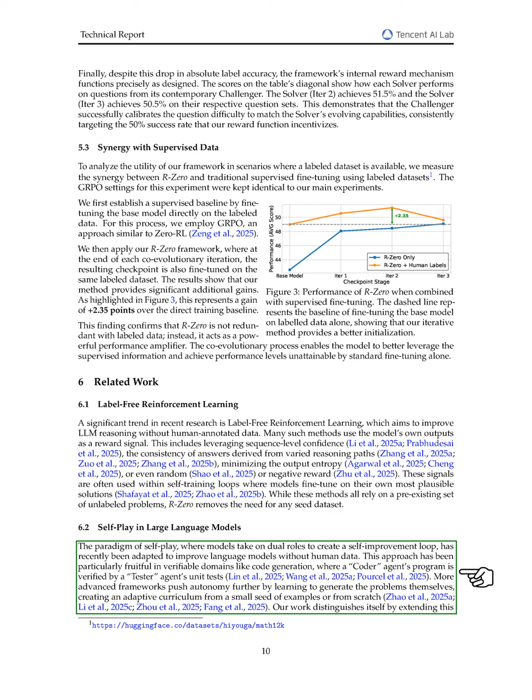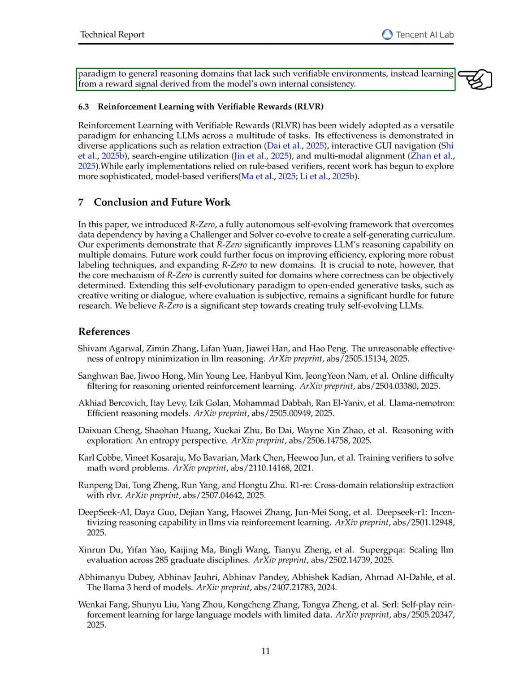We also explore self-play in large language models, where models assume dual roles to create a cycle of self-improvement without human input. This method has shown great success in areas like code generation, where one agent, the coder, writes programs that are then tested by another agent, the tester. More advanced systems take this further by generating their own problems, forming a flexible learning path from a few examples or even starting from nothing. Our work expands this concept to general reasoning tasks that do not have clear verification environments, relying instead on a reward signal based on the model's internal consistency.